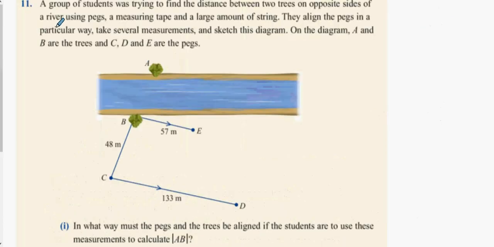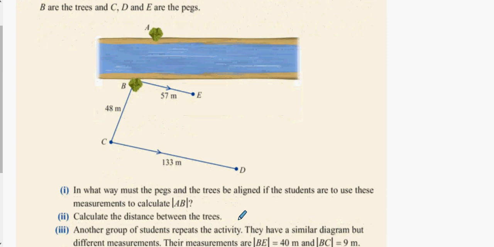Now, finally, a group of students are trying to find the distance between two trees on opposite sides of a river bank using pegs, measuring tape, and a large amount of string. They aligned the pegs in a particular way, took several measurements and sketched a diagram. A and B are the trees, C, D, and E are the pegs. In what way must the pegs and the trees be aligned if the students are to use the measurements to calculate AB?